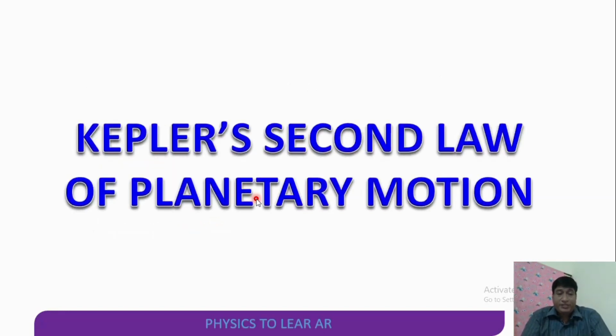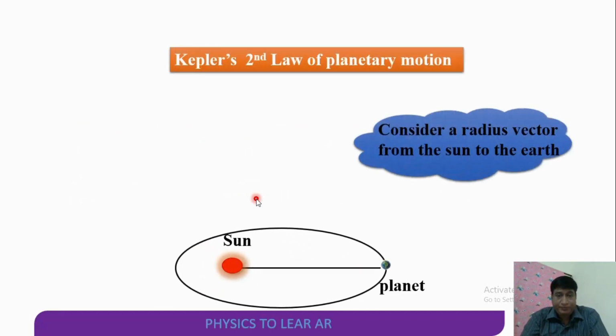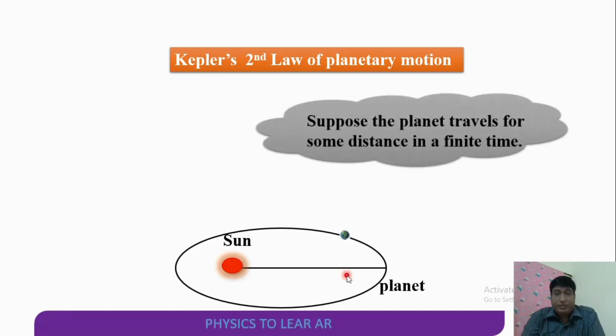Now, regarding Kepler's second law of planetary motion, what does this law tell us? Consider a radius vector from the sun to the earth. Here S is the sun and this is a planet, and in general we take the semi-major axis. The planet moves from one place to another. Suppose the planet travels some distance in a finite, fixed time.